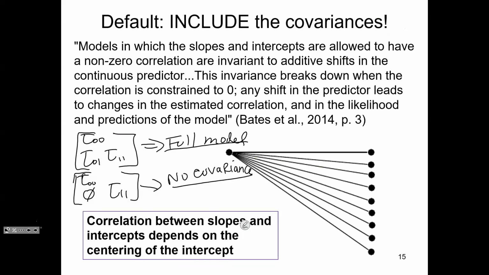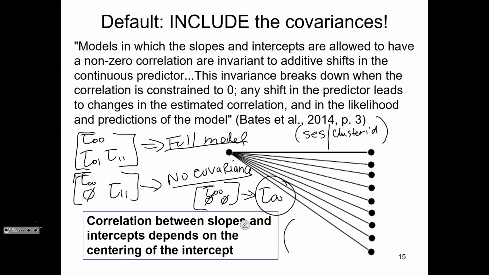So the first one is the full model, and in this case we would say SES and then whatever our cluster ID is. In the second one, we have no covariance. And in the third one, we don't have a matrix anymore; we really just have the intercept, so just saying 1 and cluster ID.